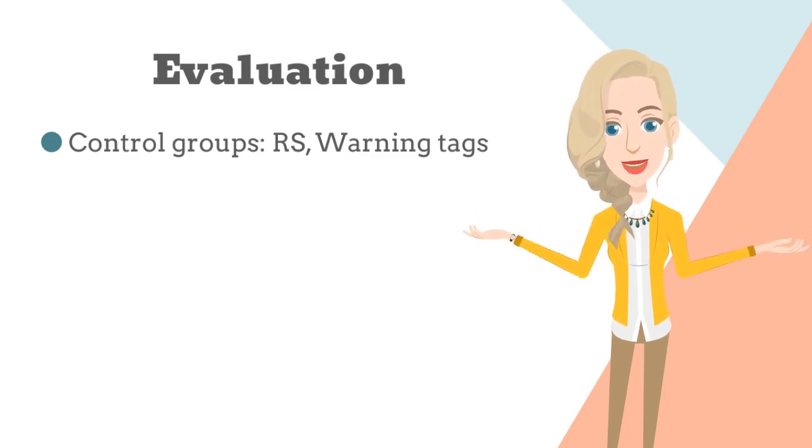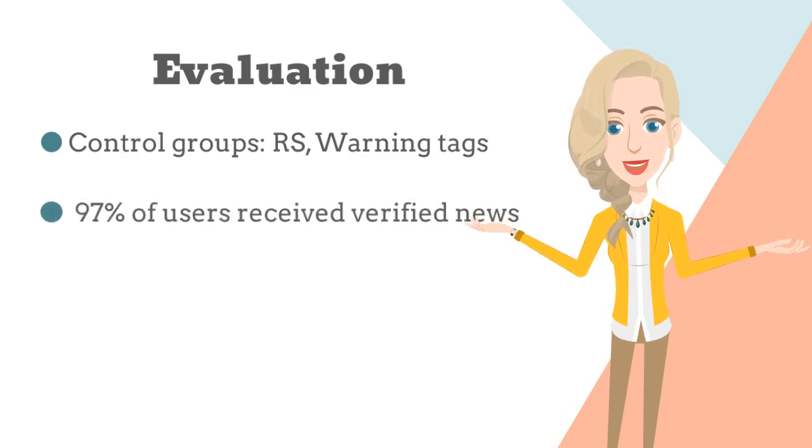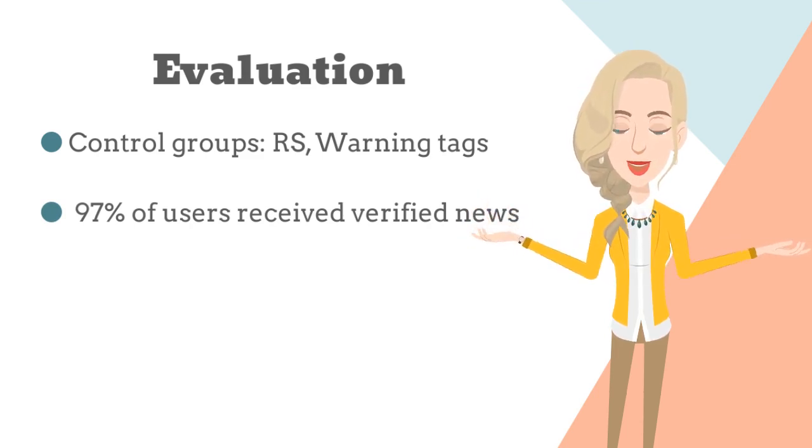According to the statistics, the verified news articles are successfully delivered to 97% of the participants with our method. In comparison, the control group with the pure recommender system only delivered the verified news articles to 79% of the participants, which is much lower than ours.